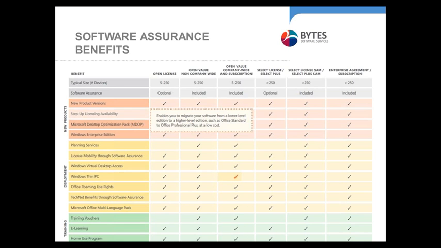So here are the standard Software Assurance benefits that a customer may be entitled to. What my department helps with is the green area at the bottom, which says training vouchers and e-learning. We can also help recommend the home user program.